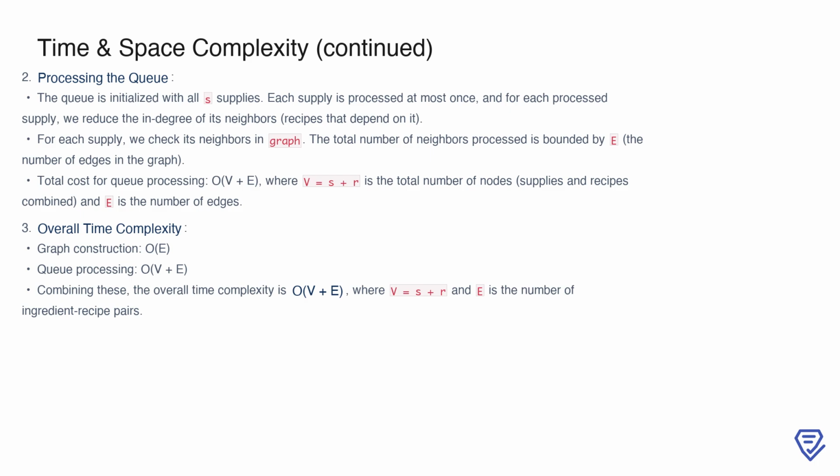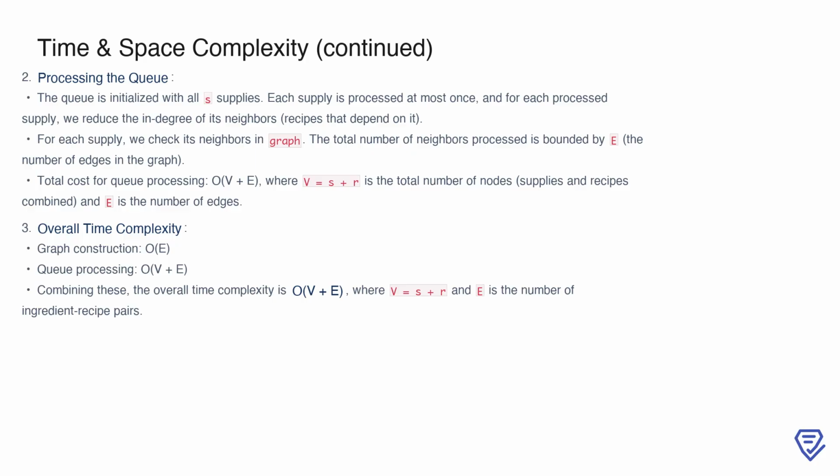Next, we analyze the time complexity of processing the queue. The queue is initialized with all initial supplies, denoted as S. Each supply from the queue is processed only once. For every supply, we visit its neighbors in the graph, which represent recipes that depend on this supply. The total number of neighbors processed is bounded by E, the total number of edges in the graph.